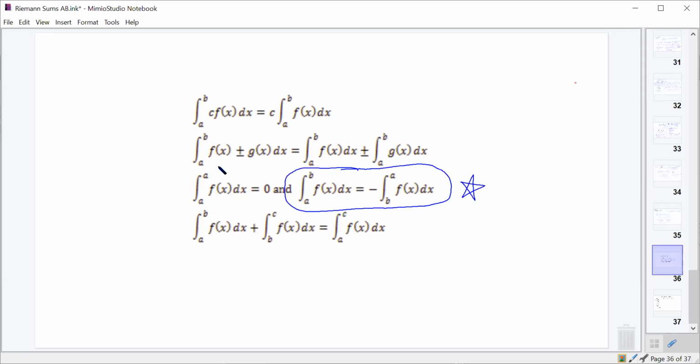Next, and also very important, if I want to find the integral from a to a, or from 2 to 2, or 7 to 7 of some function, it will always 100% of the time be equal to 0.